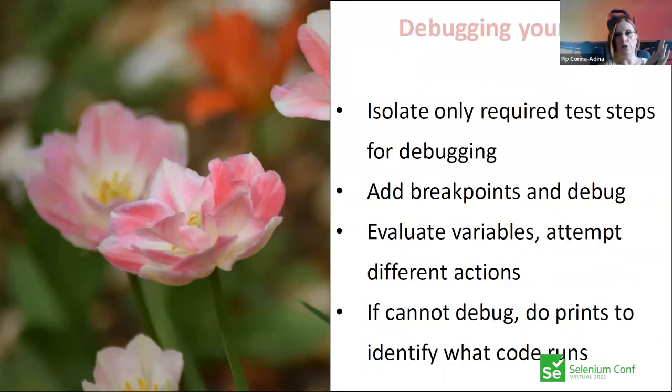And always try to debug an issue if your tests are failing and you don't know why. Isolate only the required test steps so that you don't do a huge action in order to try to debug. Add breakpoints and just go from breakpoint to breakpoint. Evaluate variables. So you have the option in debug to take a variable and assign it different values just to see what happens. Also attempt different actions. For example, if you have a case where a web element is not found on the page by your test, while you're in debug, you can actually create the selectors and try to identify them in your debugging process.